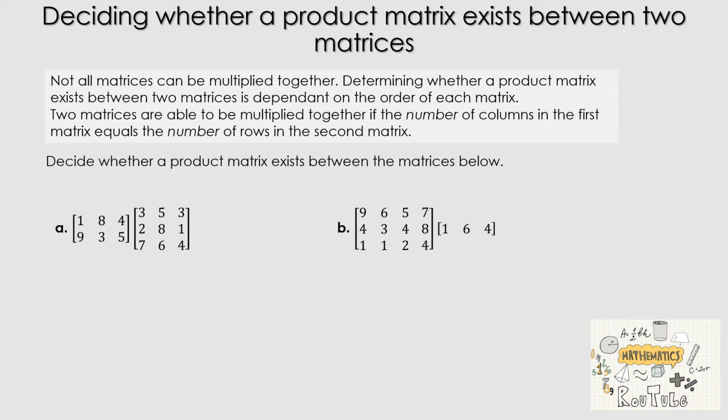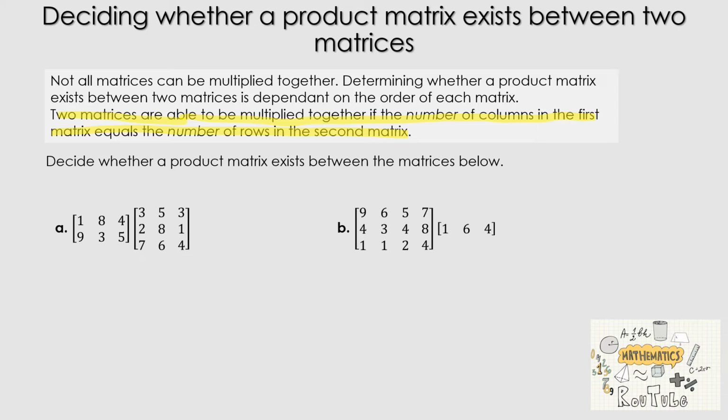Two matrices are able to be multiplied together if the number of columns in the first matrix equals the number of rows in the second matrix. I'm just going to highlight that because that's the most important part about this section. The only way that the product matrix can exist, or that you can multiply two matrices, is if the number of columns in the first matrix is equal to the number of rows in the second matrix. And you should be familiar with the order of matrices by now.